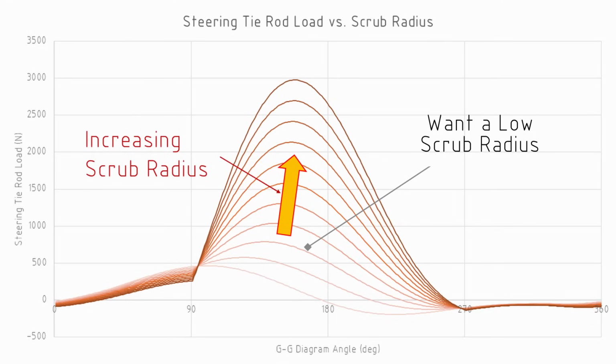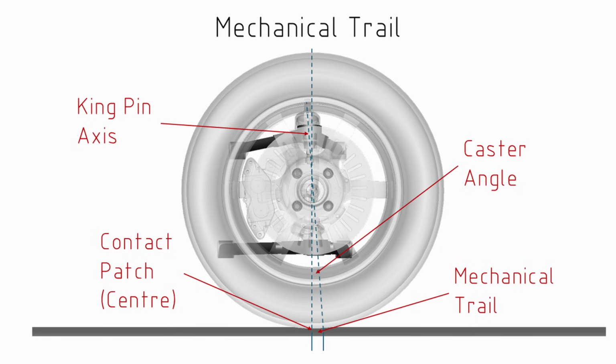Now, the other part of this insight is to have a look at the effect of mechanical trail. First, to define what mechanical trail is, we'd look at a side-on view of the wheel. We draw one line that is vertical through the wheel, and that'll intersect with the contact patch or the nominal center of the contact patch on the ground. And the second line we take once again through the upper and lower ball joints, and we intersect that with the ground. Now, the angle between these two lines is the caster angle, and the distance between the steering axis as it intersects with the ground and the center of the contact patch is called the mechanical trail.